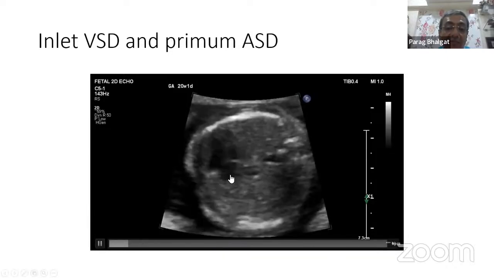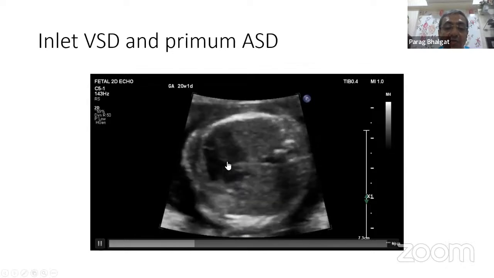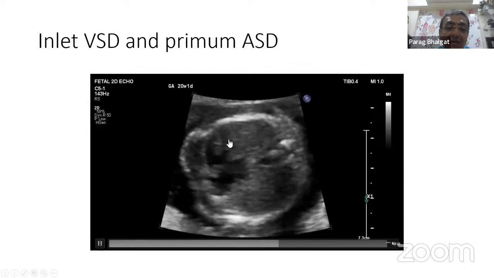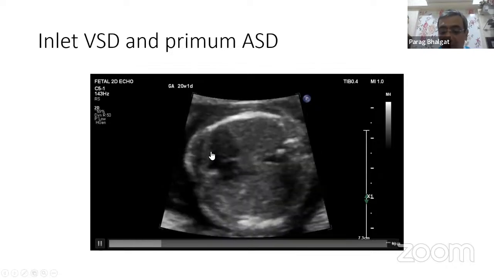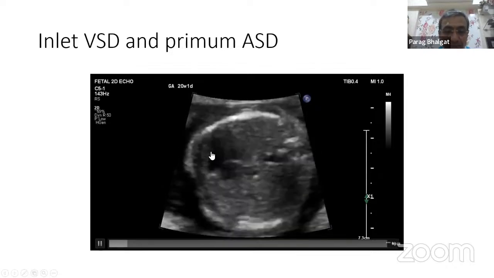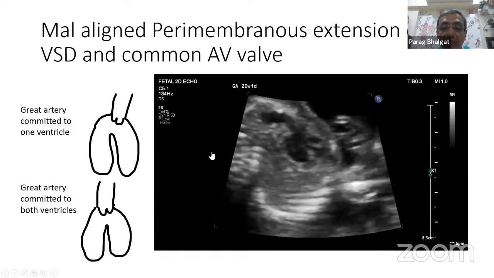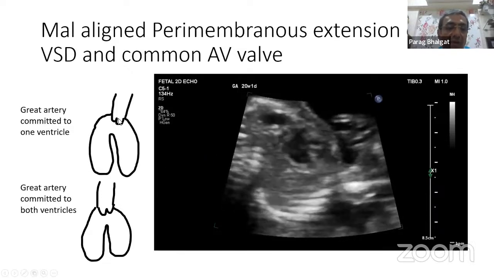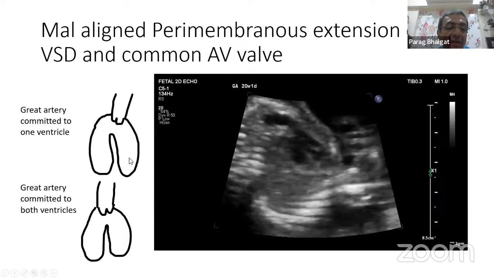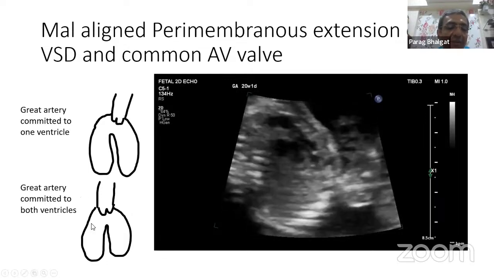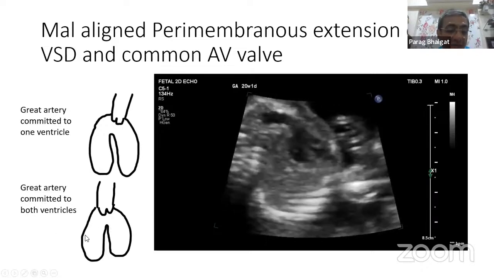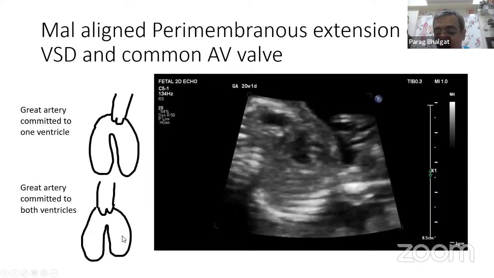This is the primum ASD, absent inlet septal tissue, inlet VSD. This is LV and RV. There's some moderator band seen here showing RV. Now, why am I talking about malalignment? If the great artery is committed to one ventricle, it is committed. Now, malaligned means what? The great artery is arising from both the ventricles. So we'll just see in the next images.